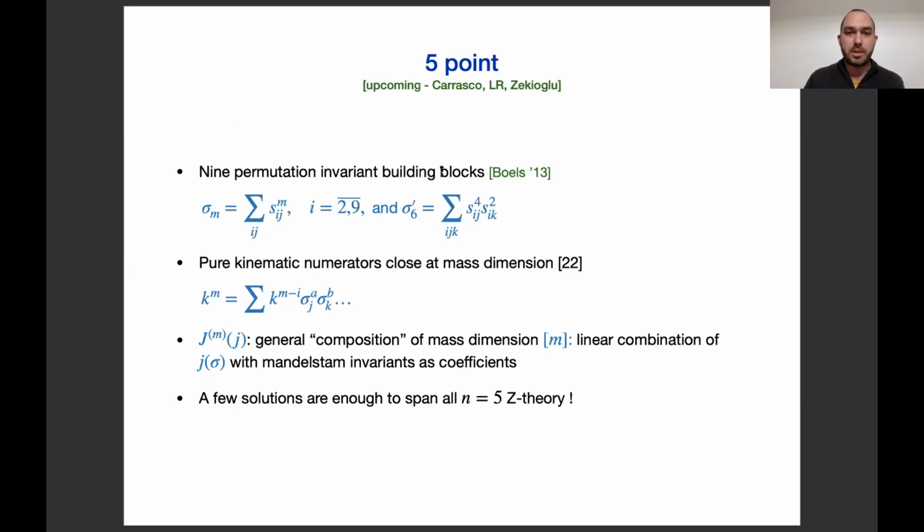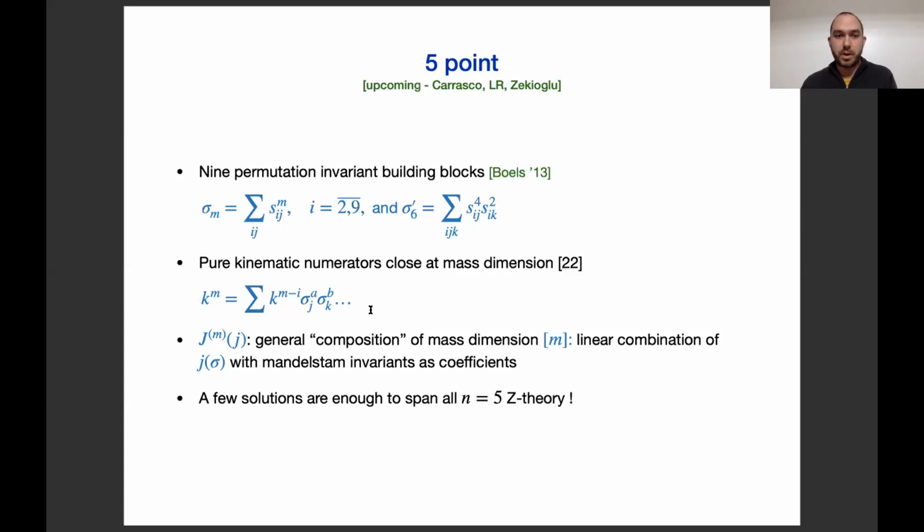So this was already studied many years ago by Rutger. At 5 points, you have 9 permutation invariant building blocks, which are, you have 8 of them of this form, which is like at 4 points, and you have some extra strange guy like this. Any higher mass dimension permutation invariant can be decomposed in terms of these permutation invariants. And the same is true for the pure kinematic numerators. Above mass dimension 22, any kinematic numerator can be decomposed into lower mass dimension numerators multiplied by these permutation invariant sigmas.